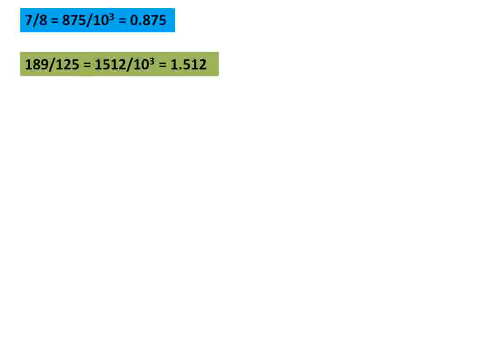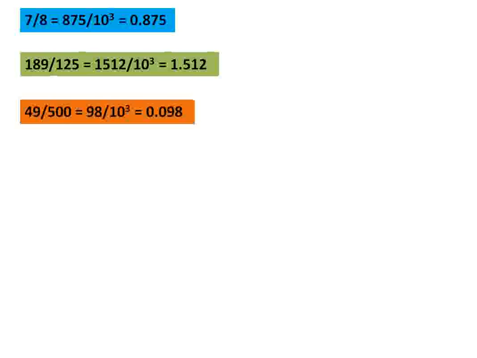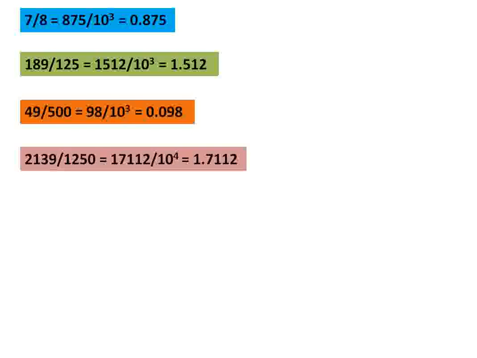189 by 125 was 1512 divided by 10 cubed, which is equal to 1.512. 49 by 500 was 98 by 10 cubed, which is equal to 0.098. And finally, 2139 divided by 1250 was equal to 17,112 divided by 10 to the power of 4, which is equal to 1.7112.